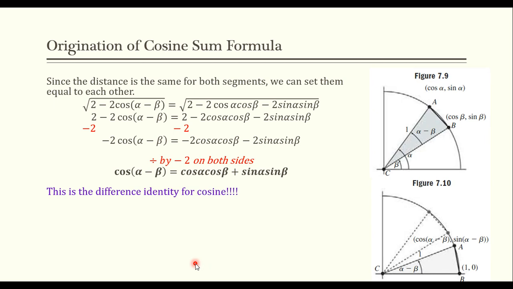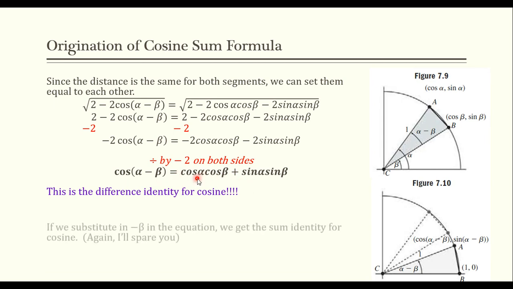And this is a difference identity for cosine because you have the difference of two angles for cosine. Cosine of one angle minus another is equal to this value. And this is precisely what I was trying to get at. Okay, so this is the difference identity that we're going to be using.